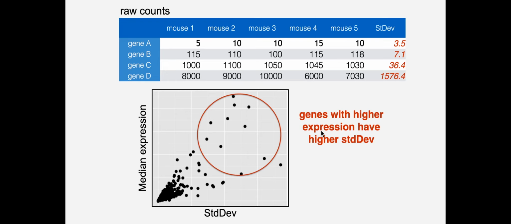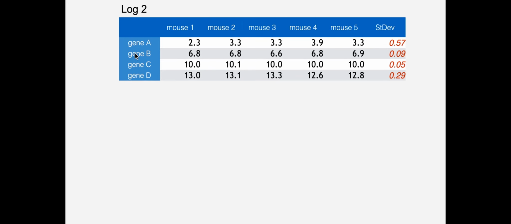So genes with a higher expression have a higher standard deviation. This has a term in statistics. It's called heteroscedasticity, where the variance is not even across different levels of your expression value, and so that's a problem. So what we can do is take these raw counts, which is what these are. These are raw numbers of reads mapping to these genes. We can take these raw counts and we can convert them or transform them using a log2 scale.